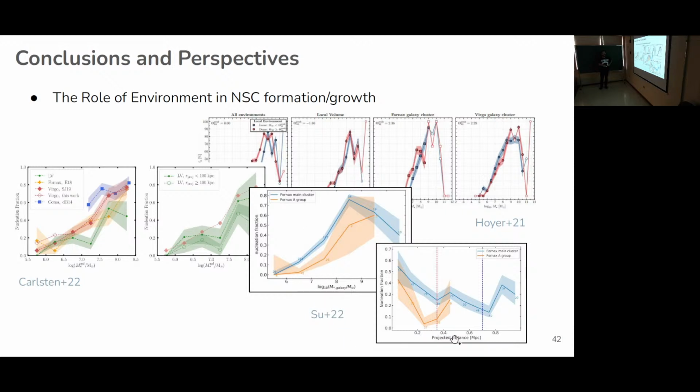But another thing that he did, which he can do because of the more localized data, is to do a comparison of the nucleation with the projected distance within the environment. So here we have on the x-axis the distance to the center of the Fornax cluster in megaparsecs. So this is another kind of study that would be very interesting for us to do if we had enough data for that.